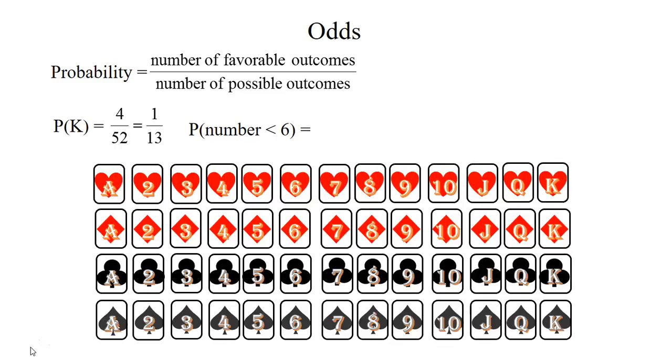Let's find the probability of selecting a card with a number on it that's less than 6. There are 16 cards that have numbers on them less than 6. And there are 52 cards. So we have 4/13 as our probability.